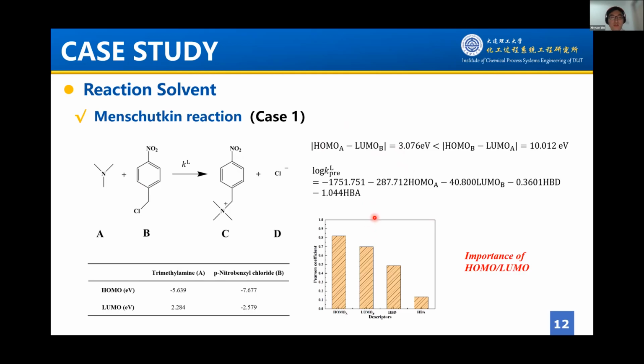We also make a comparison of the Pearson coefficient between different descriptors. Although the hydrogen bond donor and acceptor, HBD and HBA, are important, the HOMO and LUMO are the most important descriptors in our kinetic model.